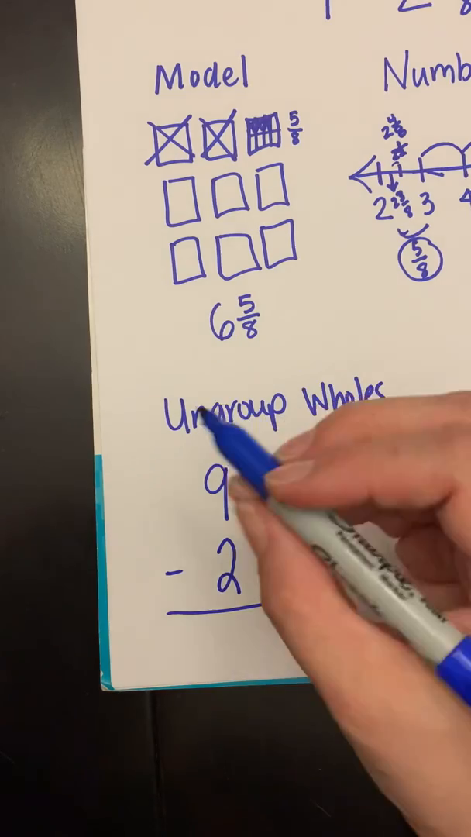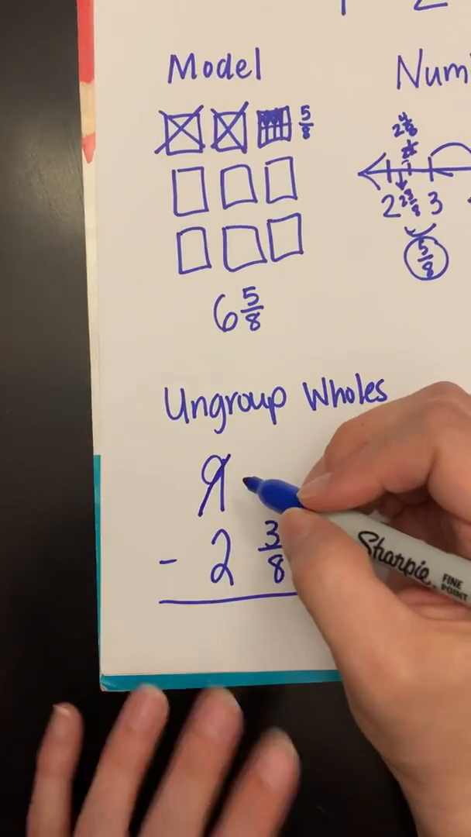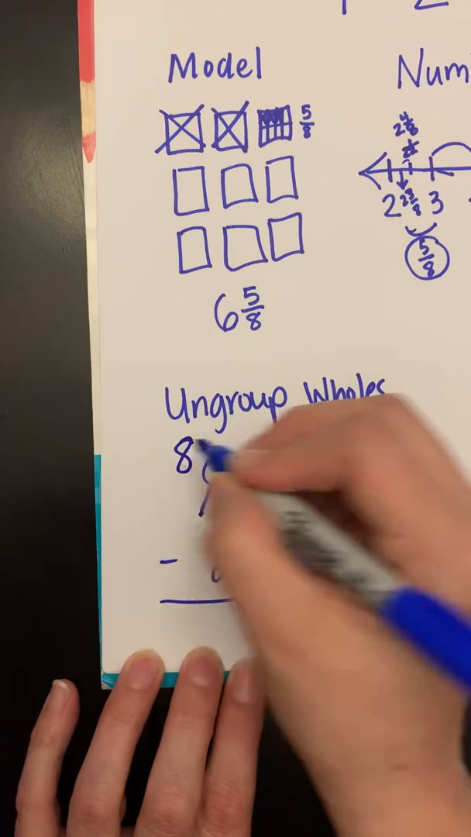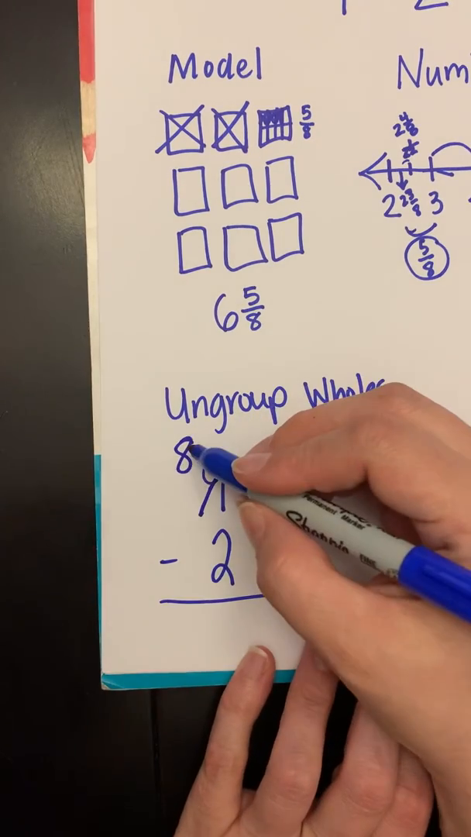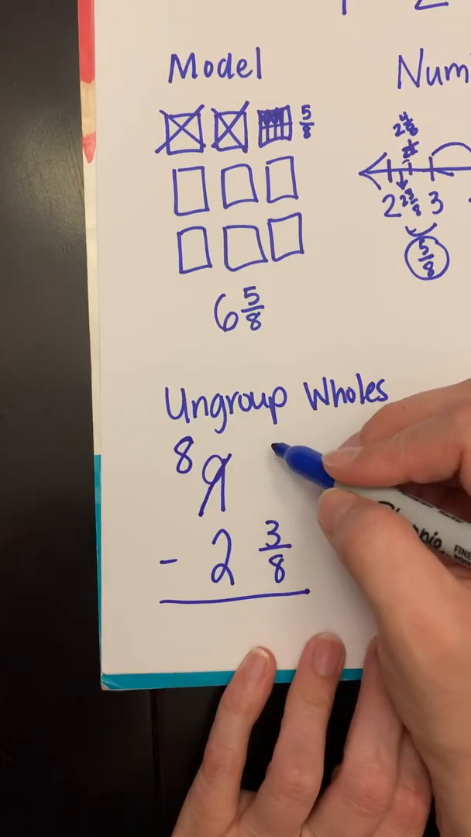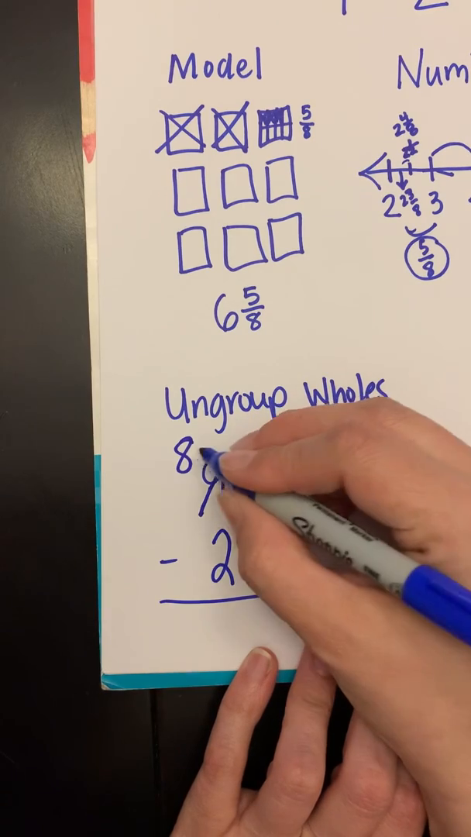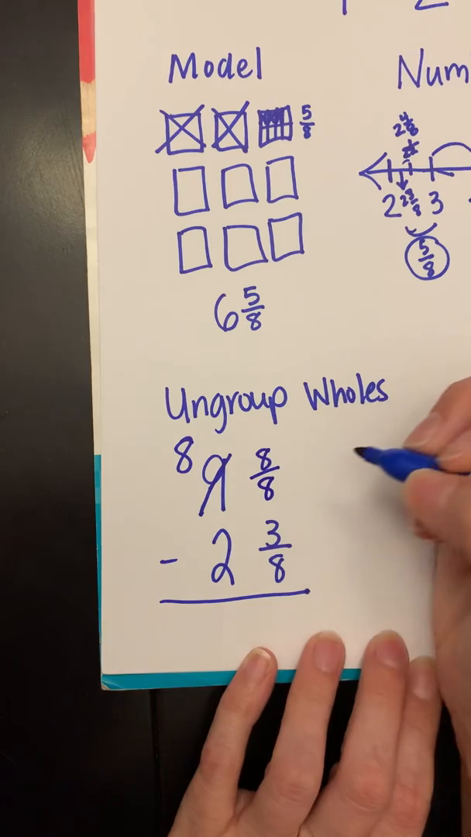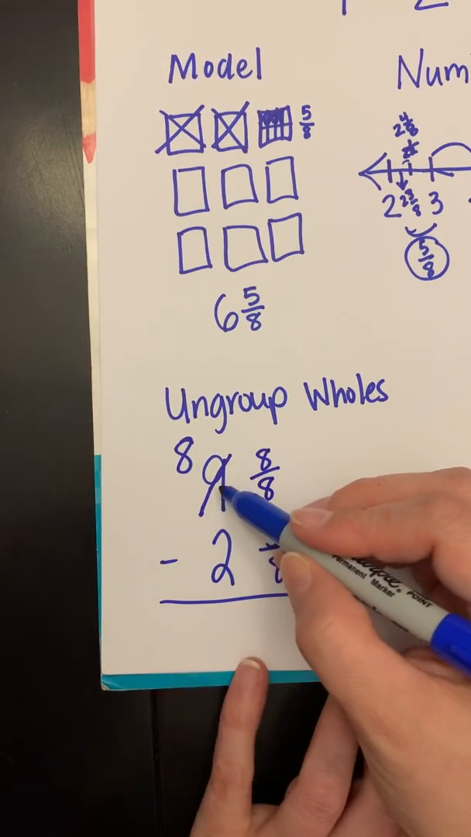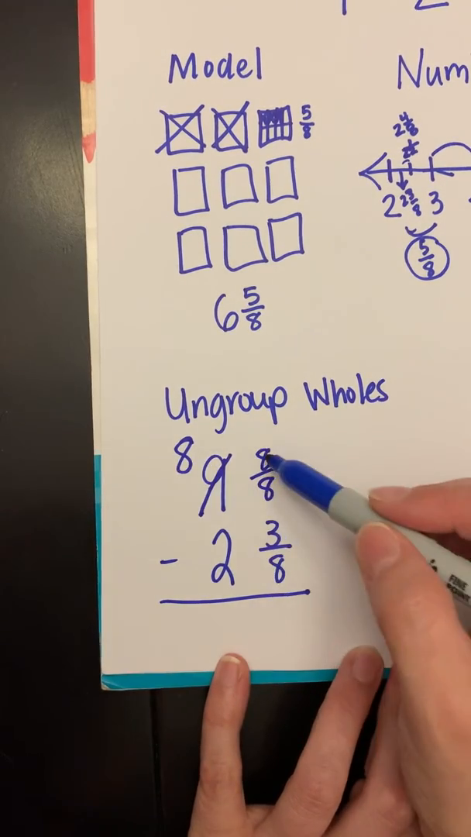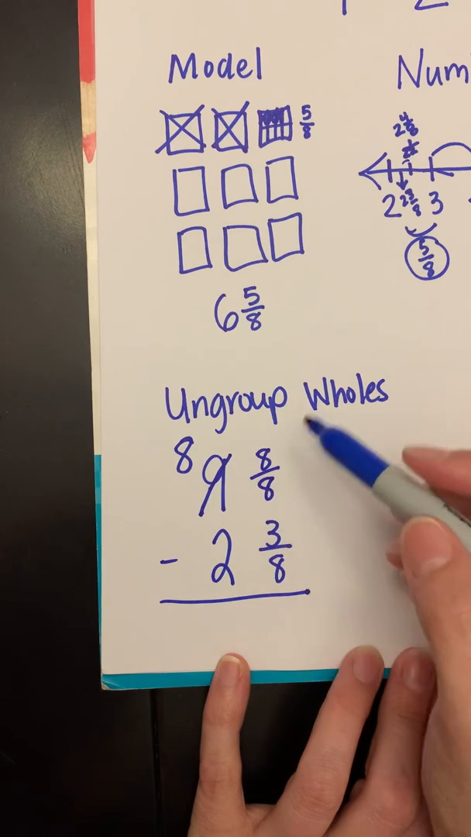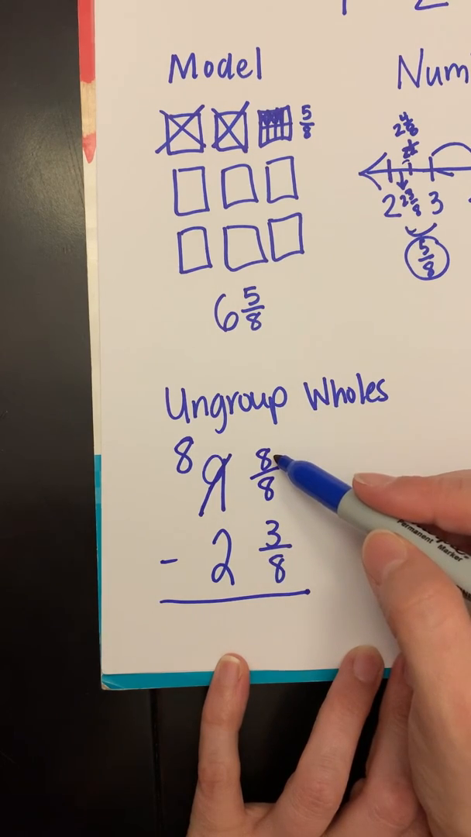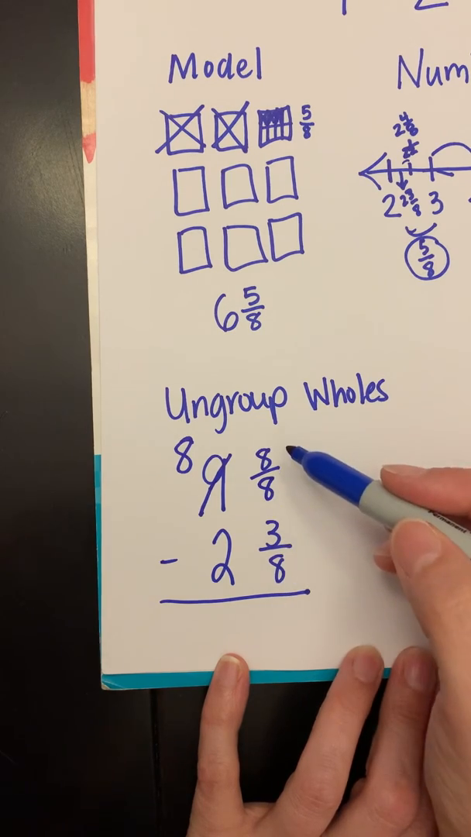Well, the way we can ungroup this whole is we can take a whole. So we had 9 wholes, now we have 8 wholes. And what we can take is that whole and make it parts. So we're going to take that whole and make 8/8. So we still have 9 wholes because 8 wholes plus 8/8 is 9 wholes. But now we've been able to have something to subtract 3/8 away from.